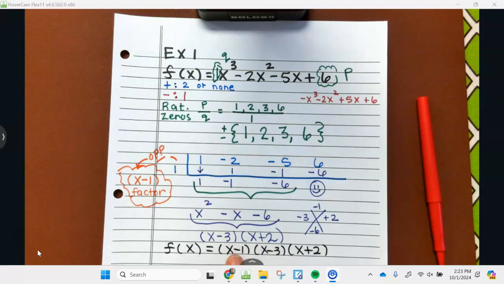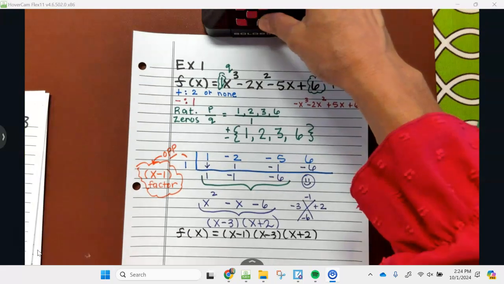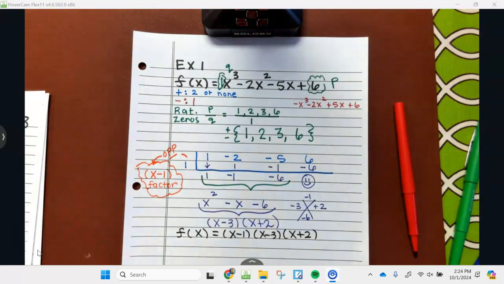Y'all, what's the answer for this first factor? What does x equal for this one? 1. Good, 1. What's this one? 3, yes. What's this one? Negative 2. Good. So listen, you just did this in your head. Remember, we're supposed to set them equal to 0 and solve. And y'all did that in your head like you need to do. Very good. We're going to have to show this in a little bit, but not now because we can do this in our head. So go ahead and write x equals and list those numbers you just told me. So x equals 1, x equals 3, x equals -2.